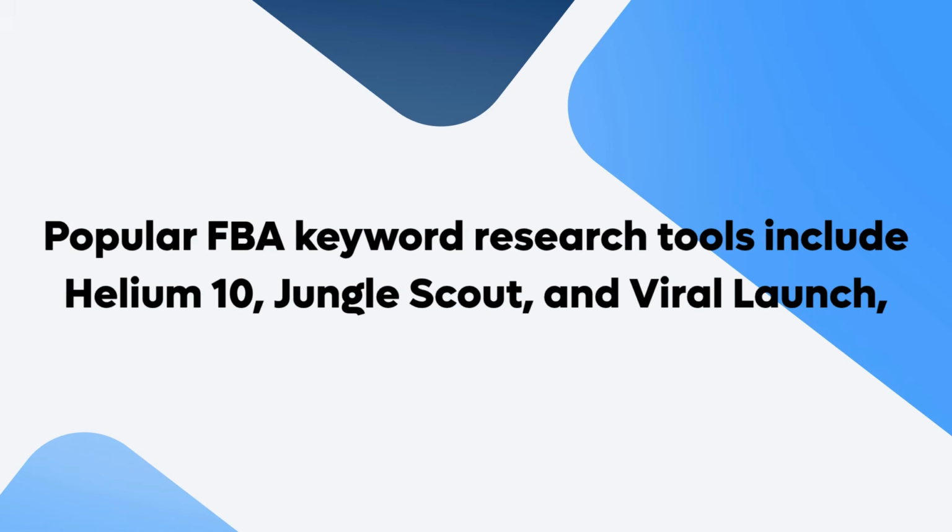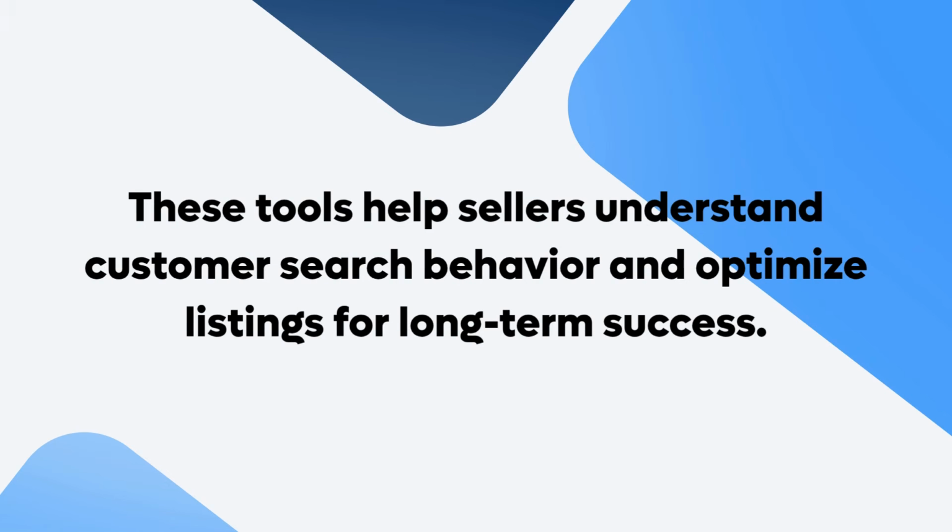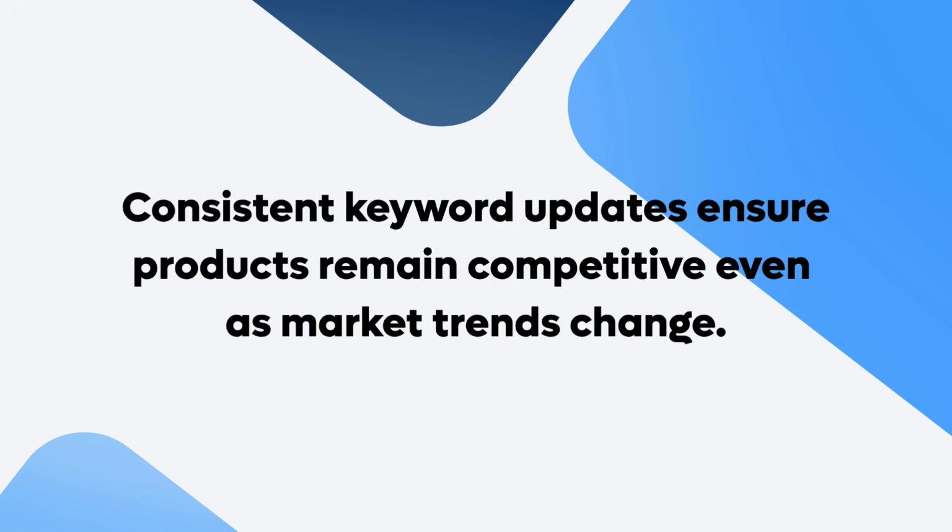Popular FBA keyword research tools include Helium 10, Jungle Scout, and Viral Launch, each offering unique features such as keyword tracking, reverse ASIN lookup, and profitability analysis. These tools help sellers understand customer search behavior and optimize listings for long-term success. Consistent keyword updates ensure products remain competitive even as market trends change.